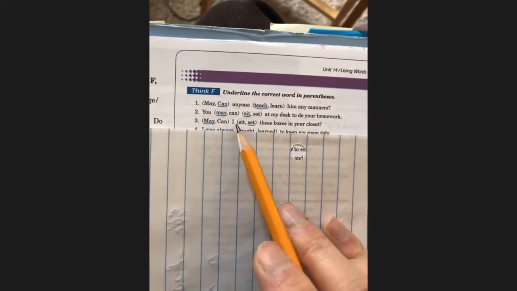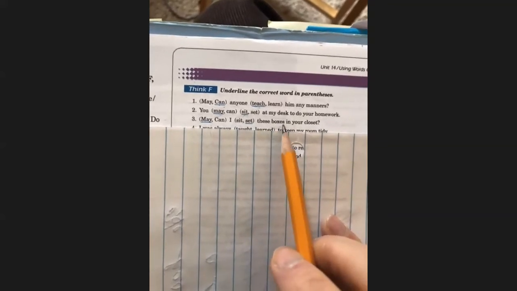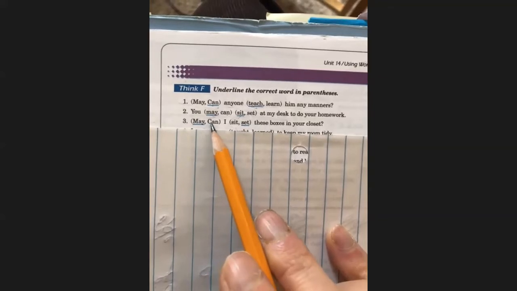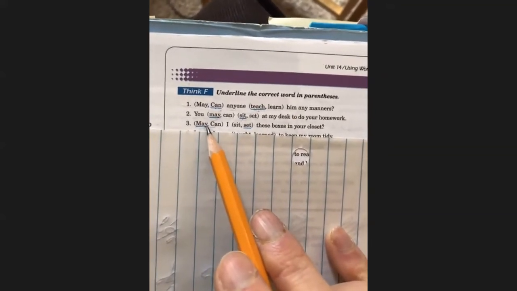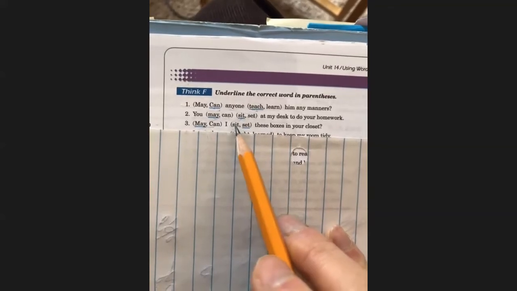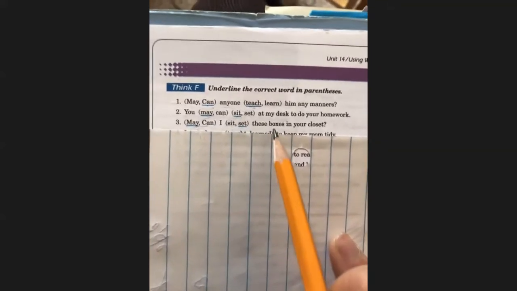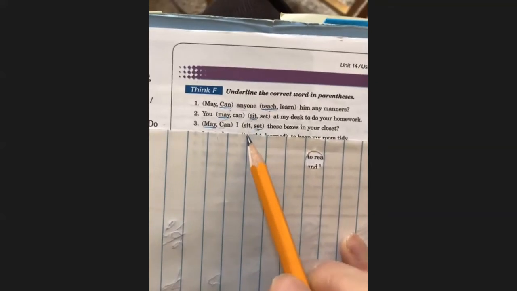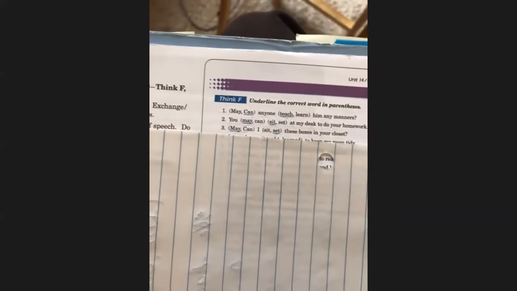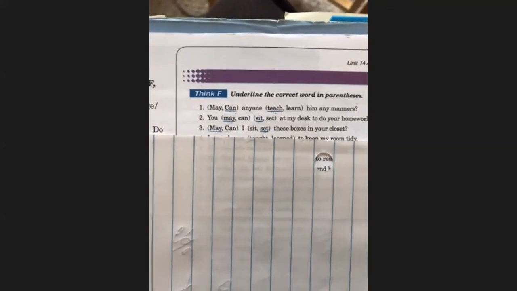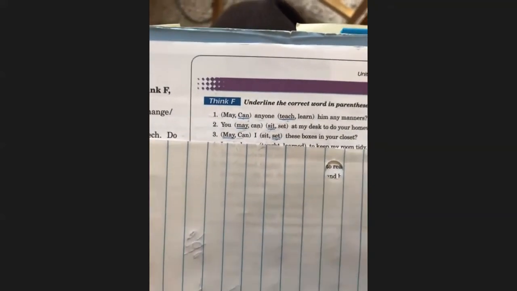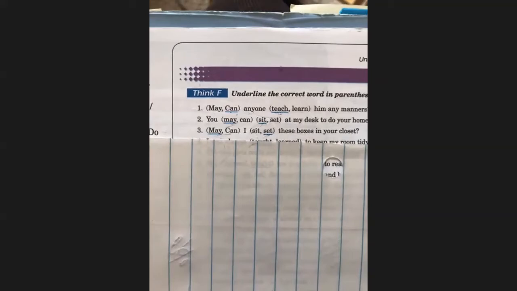"May or can I sit or set these boxes on your or in your closet?" May. May I? You're asking permission to do it. And then set these boxes. If you're going to place them in the closet, you're setting them in the closet. So again, just go through the pages here. There's just 2 pages, and it's review and do what is instructed.